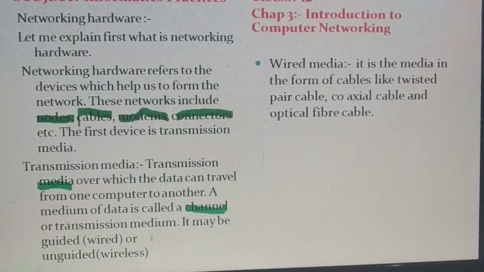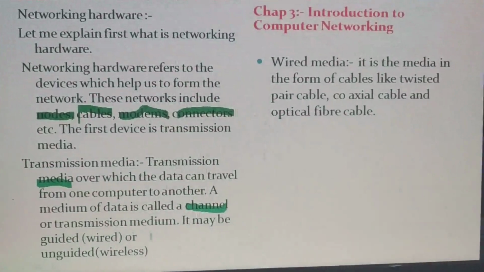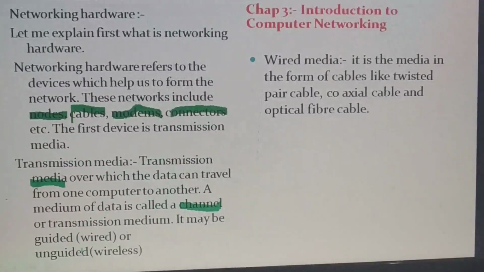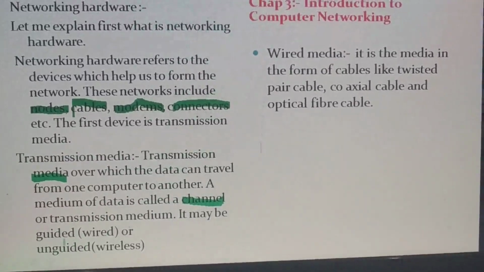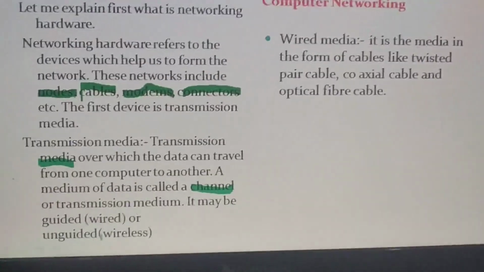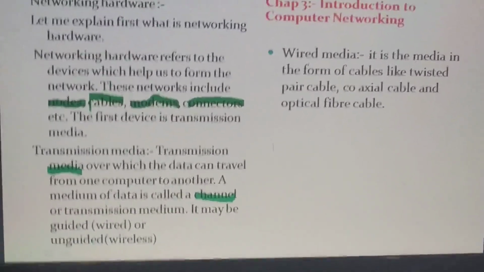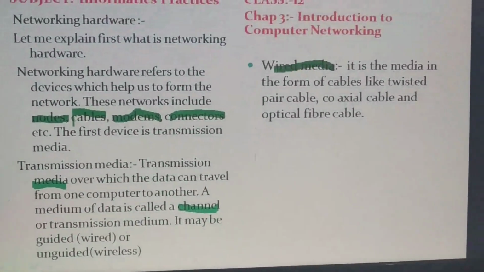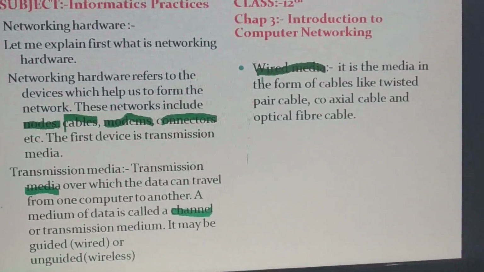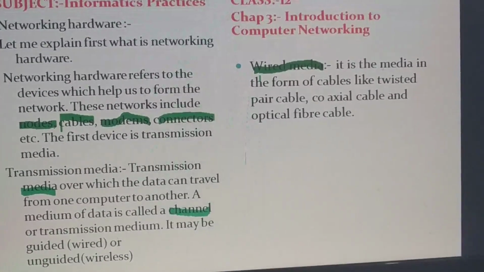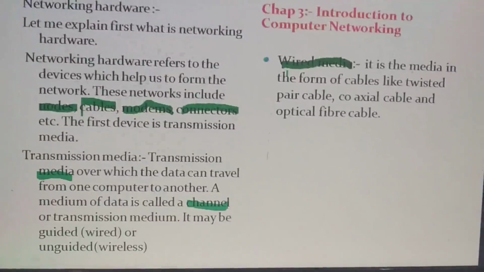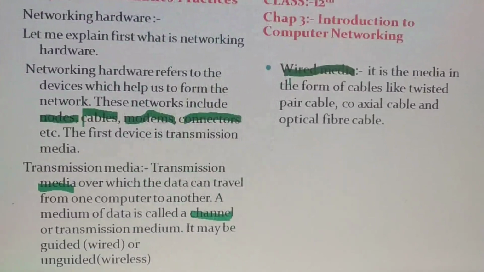Now there are two types of media mainly which we are using in a network, which are wired, also known as guided media, and wireless, which are unguided. So today I have decided to go for wired media. Wired media can be in the form of cables. You are seeing we have telephone cables, network cables, broadband cables, connections for our network.